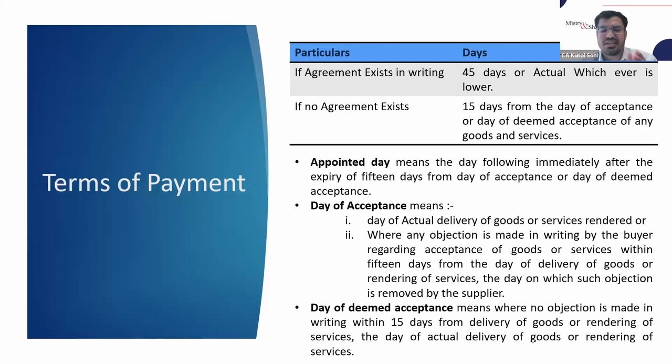Now, see, there are various definitions provided under the MSME Act. What is the day of acceptance? What is the appointed date? Then what is the day of deemed acceptance? We would even discuss the same. First, discussing the appointed date. Appointed date means the day following immediately after the expiry of 15 days from the date of acceptance or the day of deemed acceptance. So here the time period of 15 days that we discussed is mentioned.